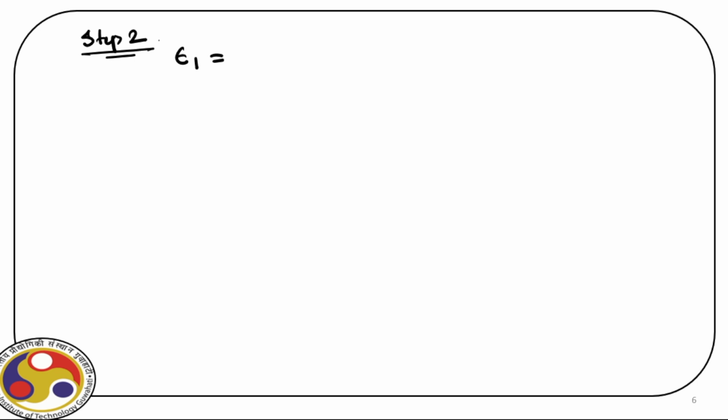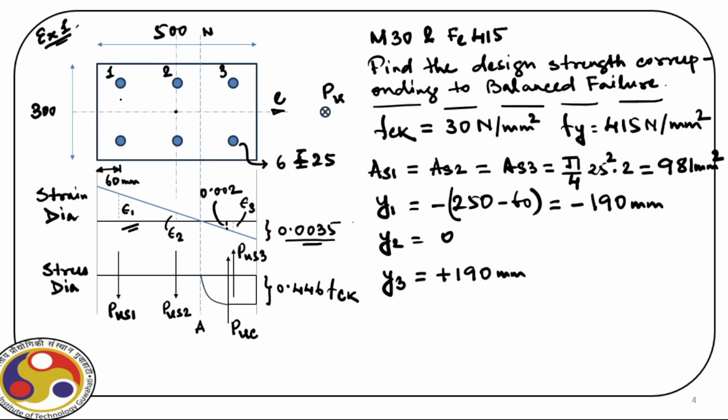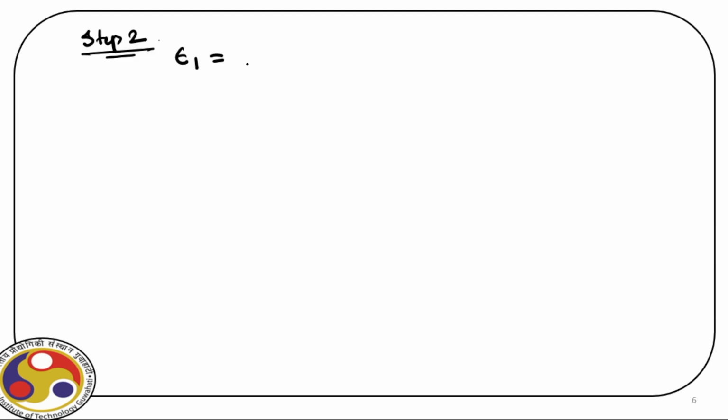So the first layer, where we have tension, as you can see, it is on the other side of the neutral axis. So for this one, we have epsilon 1 is equal to minus 0.0038. This we have already identified. And this negative value is for tensile. So let us mark it.